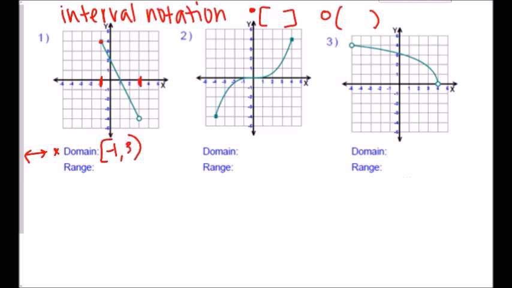If we look at range, that's y values, or lowest to highest. So we start at -4 with an open circle. We go all the way up to +4 with a filled in dot.